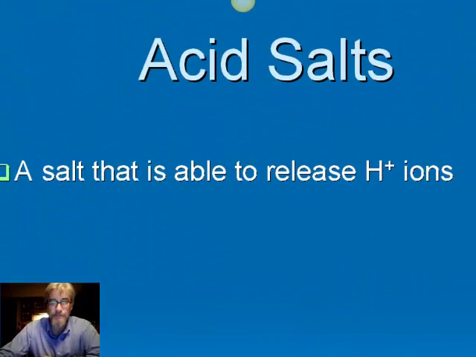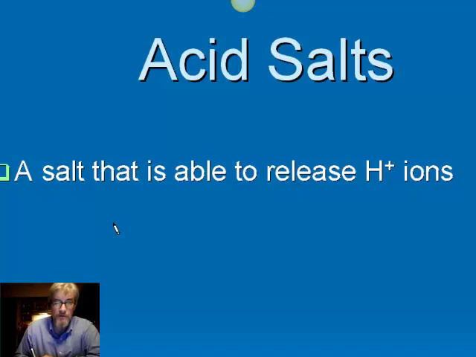Another place where acid-base reactions show up where it doesn't seem like they should is when you have a salt that reacts with a base. And there are some salts that are able to release H plus ions on their own and then go on to neutralize more base. These are called acid salts. Acid salts you can identify because their anion starts with H.